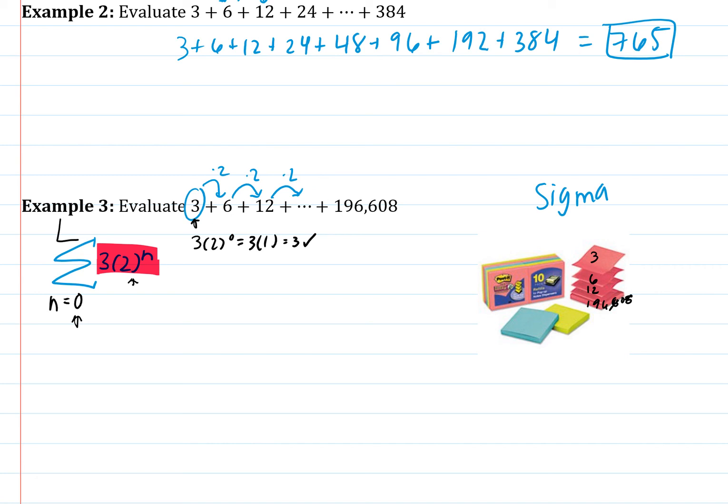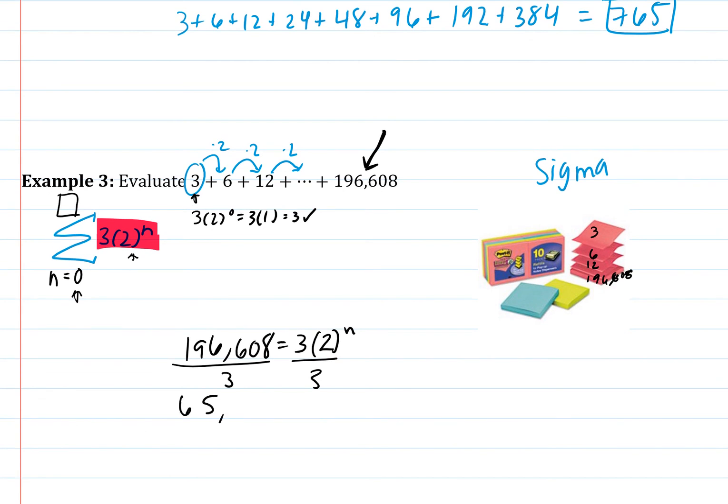Well, the number here is the number you sub in to get this last term in the series, which I don't currently know. But we could figure that out. We know that this term, 196608, must be a member of the sequence 3 times 2 to the n. So this is just an exponential equation, which we know how to solve.